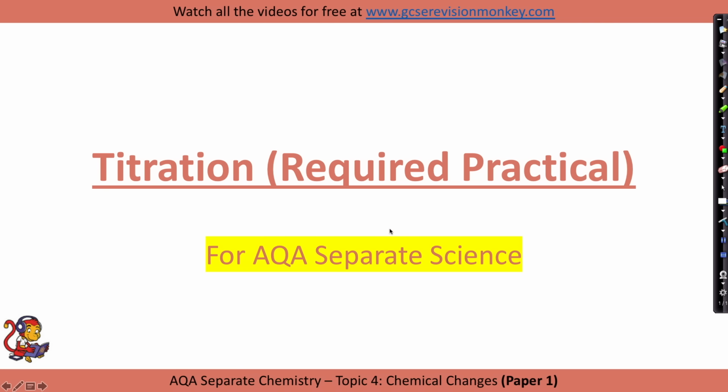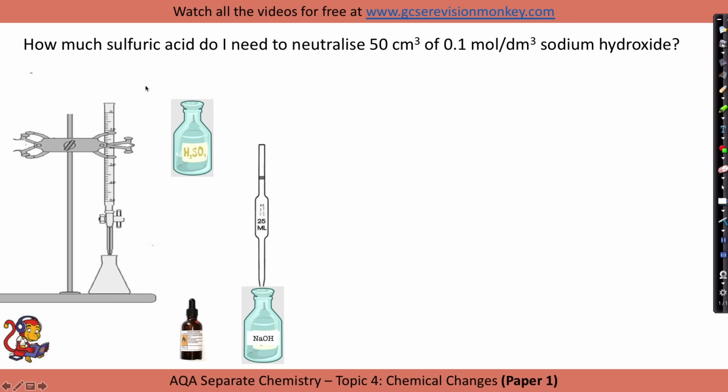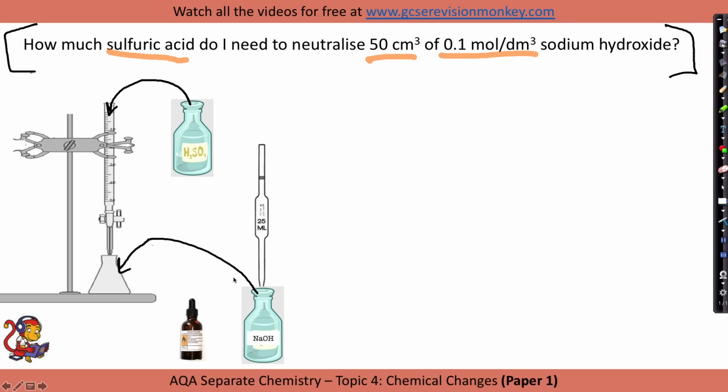Titration required practical. This practical is for separate scientists only. So with a titration, we might be asked such a question as how much sulfuric acid do I need to neutralise 50 centimetres cubed of 0.1 moles per decimetres cubed sodium hydroxide. So in the exam, I don't think you get penalised whichever way round you put it if you're not given the question like this. If you're asked to do one from scratch, it doesn't matter so much, but I'm going to put the acid in the burette and the alkali in the conical flask at the bottom.